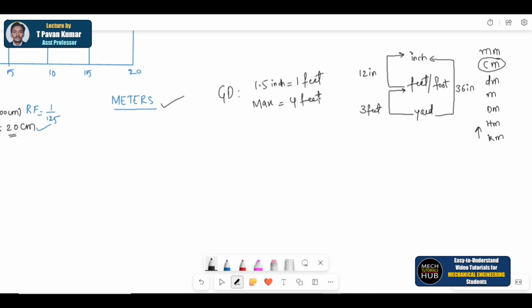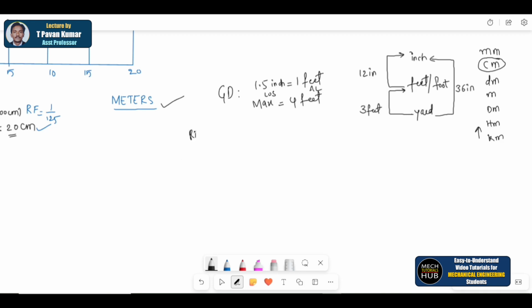4 feet is considered. Now we need to calculate RF first. We need to take everything into 1 unit so that we can cancel and it becomes unitless. Accordingly, we can find the length of the scale. This 1.5 inch is what? Length of the scale. Length of scale is 1.5. This is the actual length, that is what the formula is, no?